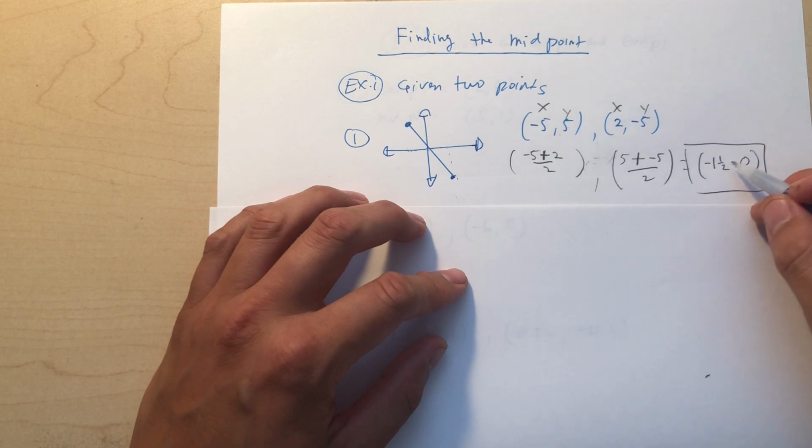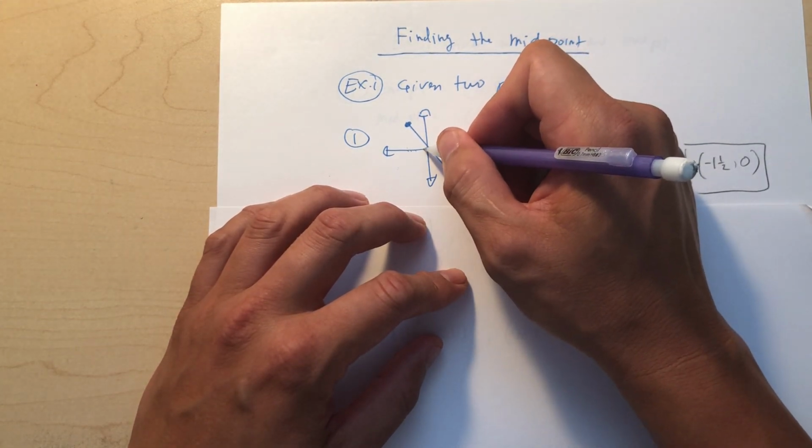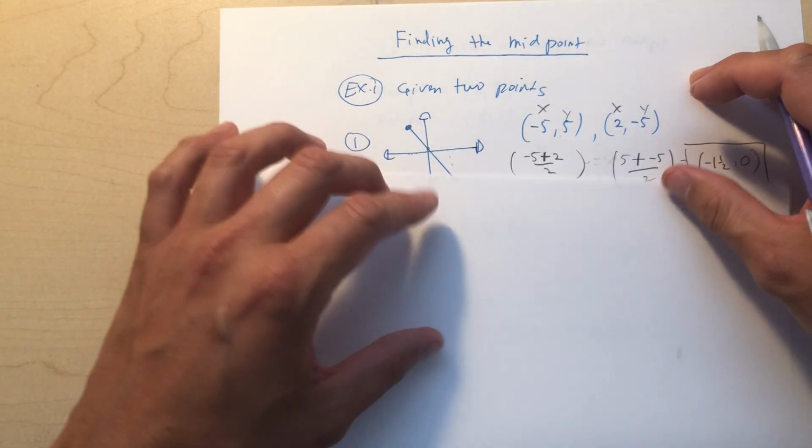All right? Like -1.5. So -1.5 is over here. And then 0. Anyway, the midpoint's somewhere there. Okay. That's a bad graph. Ignore that.